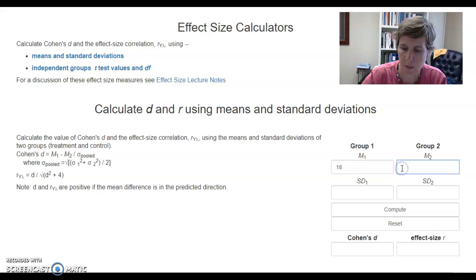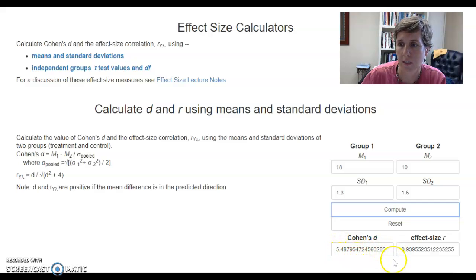of 18 and a mean of 10 and a standard deviation of 1.3 and a standard deviation here of 1.6. And we computed that. Wow, now I've got a very large effect size. So whatever we did, whatever kind of manipulation we did, we might have found significance, but we also found a very large effect that was happening with this data.